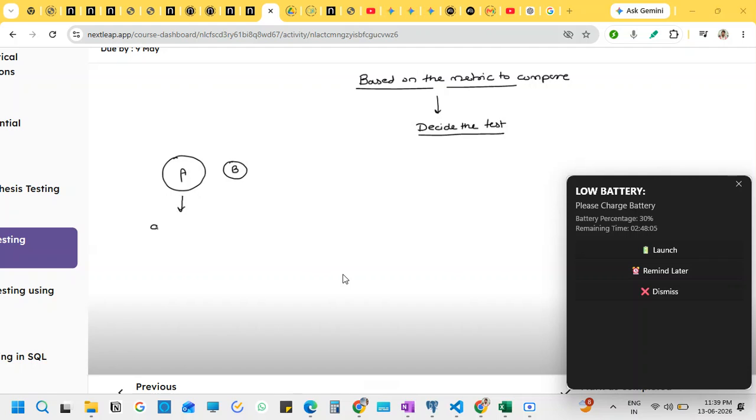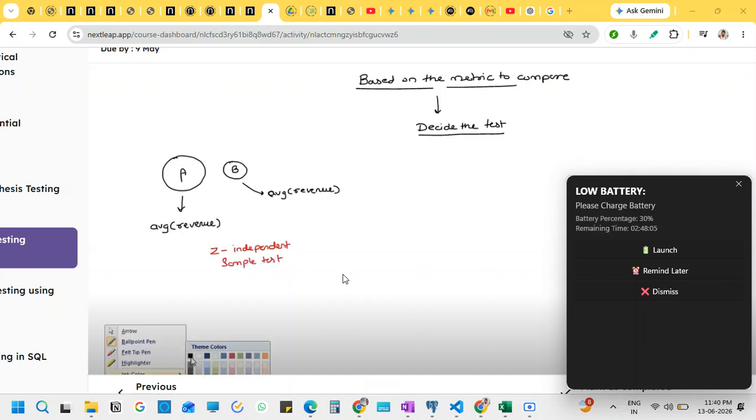So I want to compare the average revenue of group A with the average revenue of group B. Now, since it is average, we have to compare averages. We can go with the two independent sample Z test. Let's say I want to compare, so we have a control group and a treatment group.